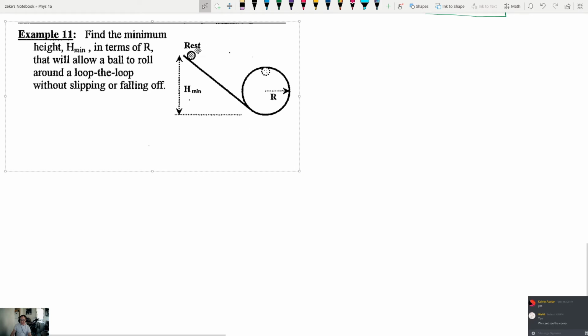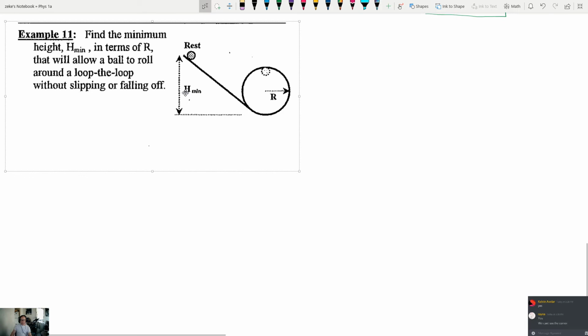So what you have is a, it doesn't say. Oh, it says ball. Okay. So it says find the minimum height h min in terms of r. R is the radius here. That will allow a ball to roll around the loop without slipping or falling off. So we want to figure out the minimum height here so that we can release a ball from rest so that it rolls down this way and can roll all the way around this loop without falling off at the top. Okay? That's our goal. Find this minimum height right here.